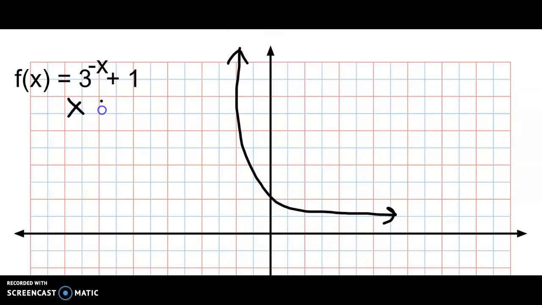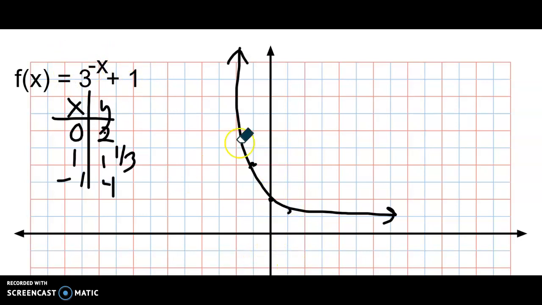I know what it looks like before I even start plotting points. But if I want to, I'll put 0 in. 3 to the 0 is 1. 1 plus 1 is 2. I'll put 1 in. 3 to the negative 1 is a third. A third plus 1 is 1 1/3. I'll put negative 1 in. 3 to the negative 1 is 3, plus 1 is 4. So I'll graph negative 1, 4, 0, 2, 1, 1 1/3. Anyway, this is the graph you get. It's just like 3 to the negative x, but it's shifted up 1 on the y-axis.